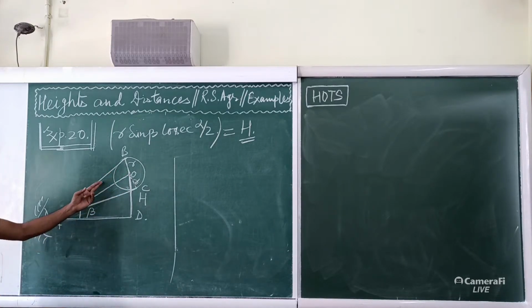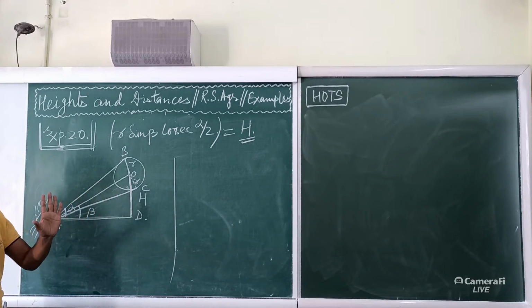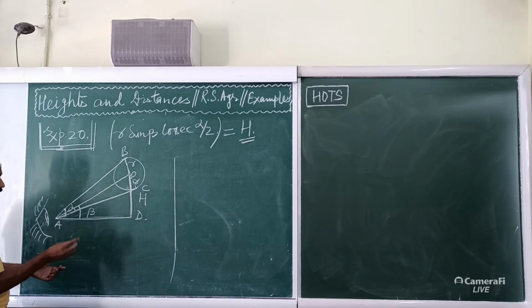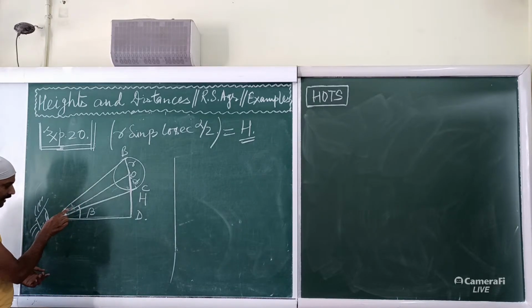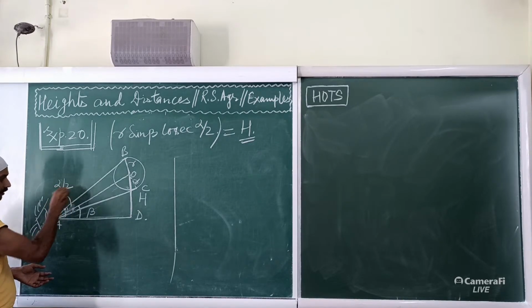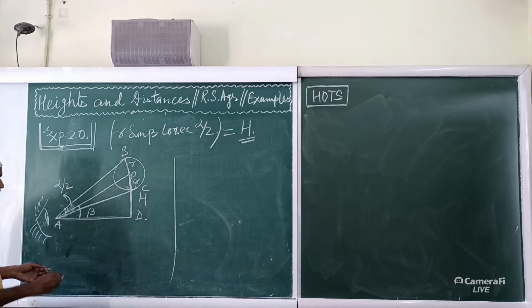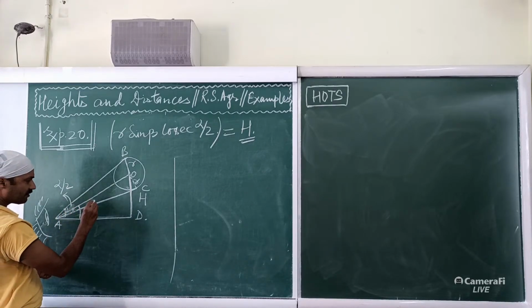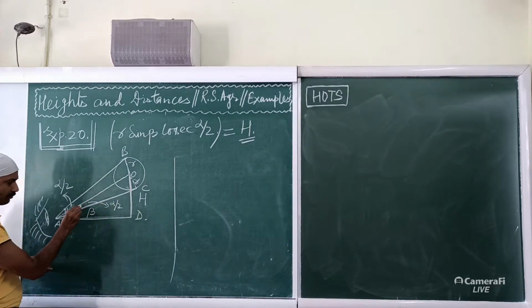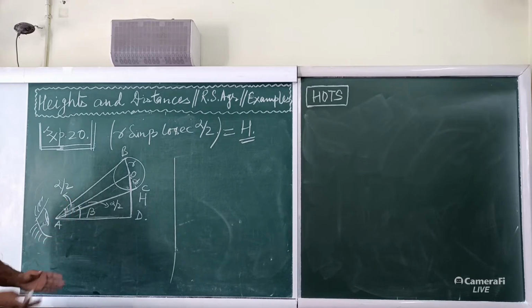You know these two triangles always are congruent. Use any property, these two will be congruent. So this angle will be equal to this one. This whole alpha will have alpha by 2, and this angle also alpha by 2. Clear?